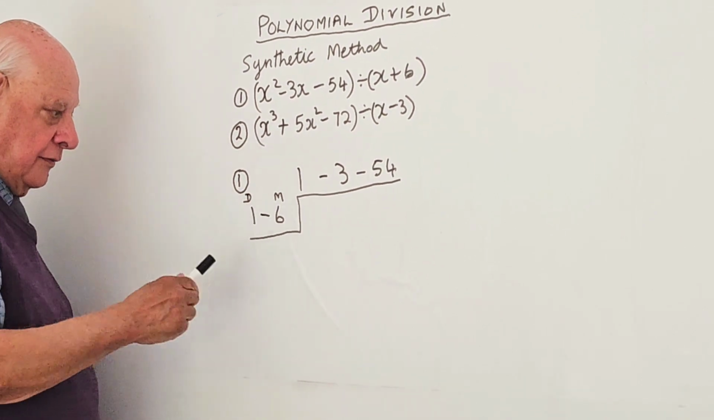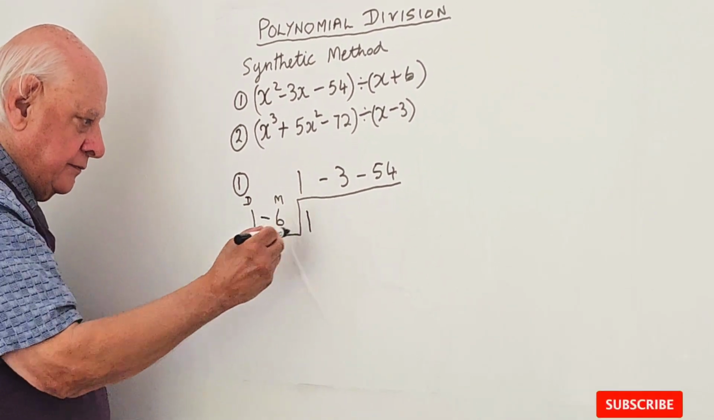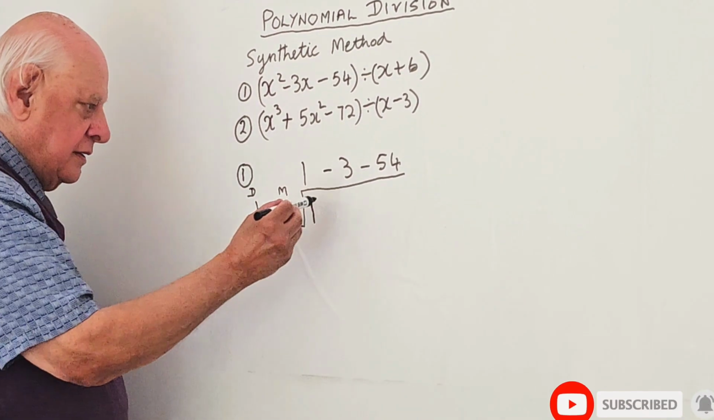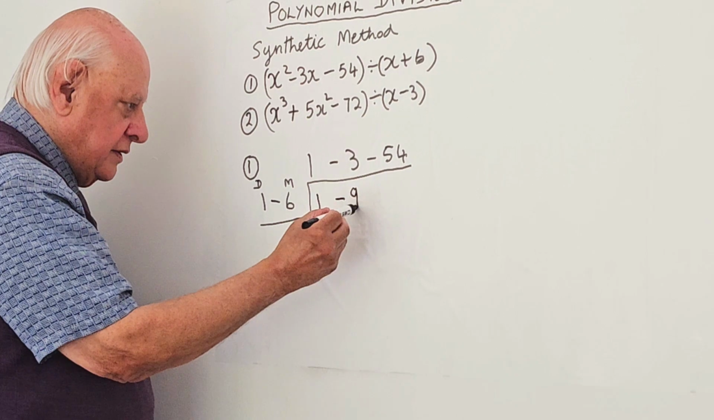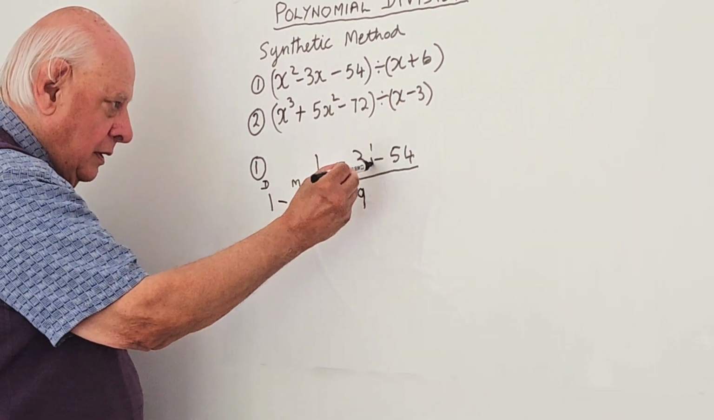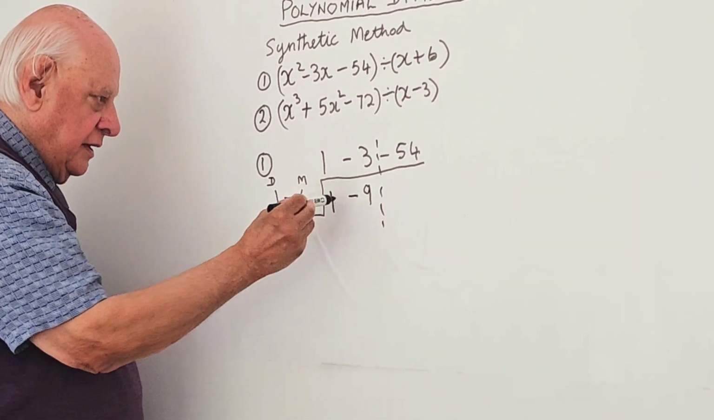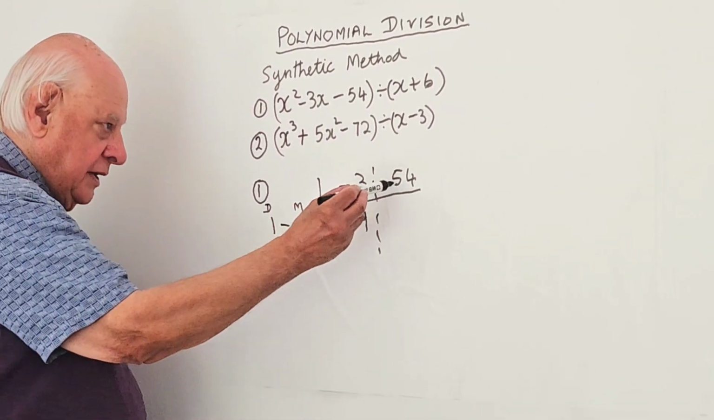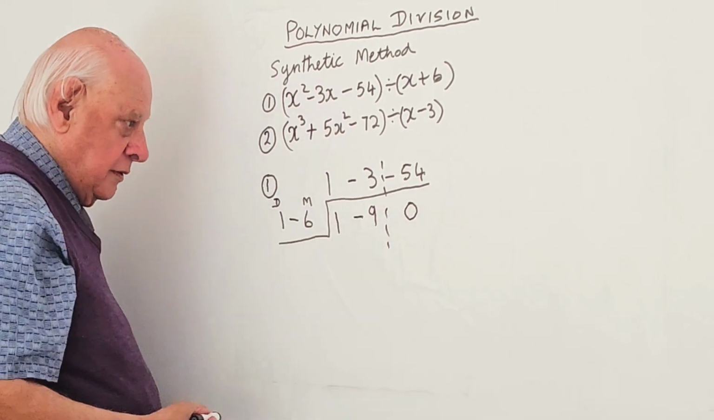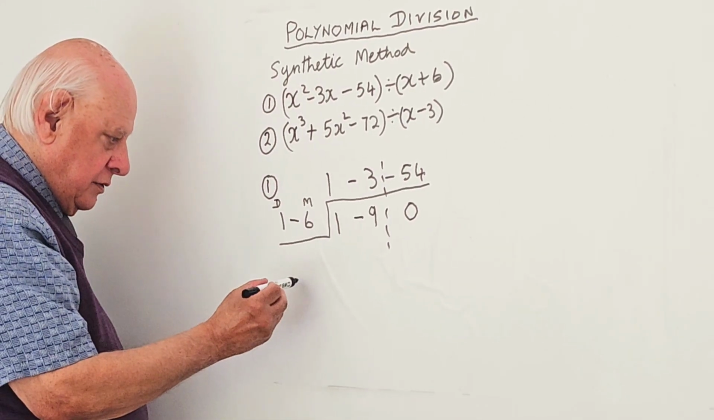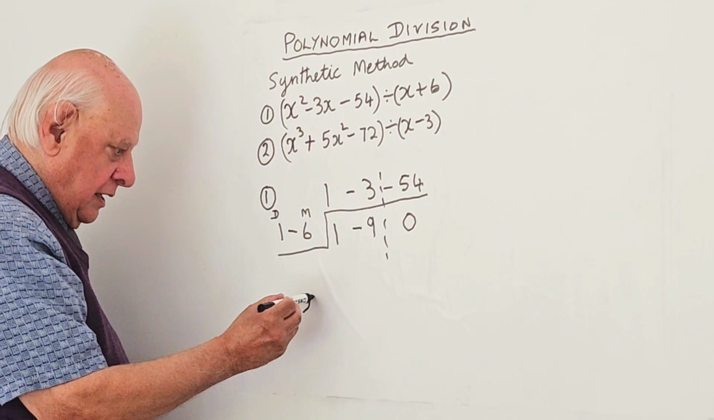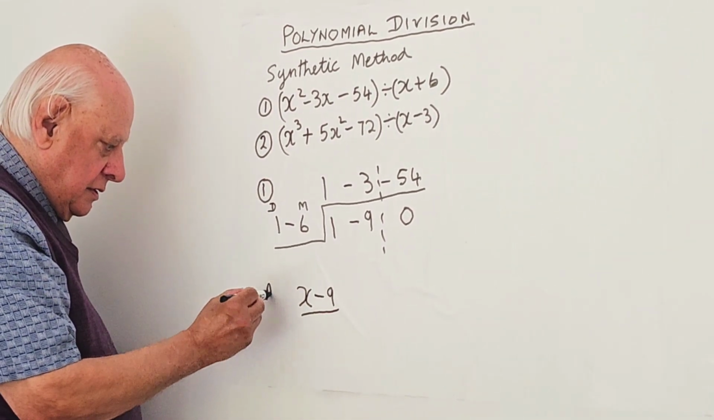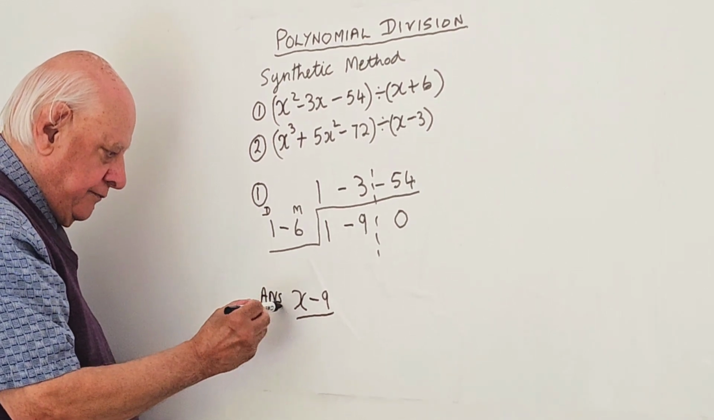Right, so start off. 1 into 1 goes once. We now multiply 1 by minus 6, that gives us minus 6. This turns that to minus 9. We now multiply minus 9 by minus 6, which is 54, and add it onto that, that's 0. And that's complete. So the answer is x minus 9. That is the answer to the first one.